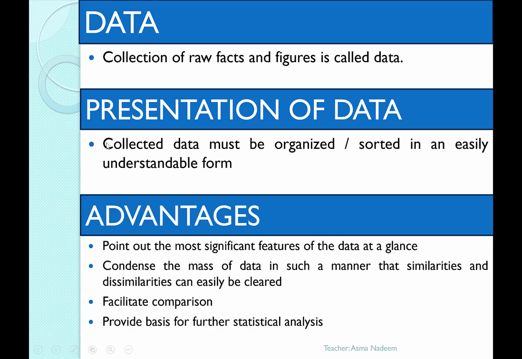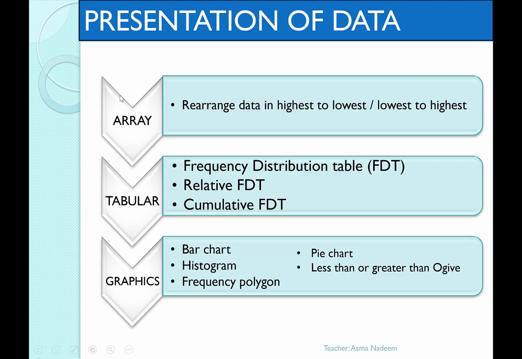Here in this chapter, we will study what are the ways we present the data. So basically, there are mainly three ways in which we present the data. Number one is array, then tabular form, and graphical form. Array, tabular, and graphical presentation. One by one, we are going to study all these three types of presenting data.